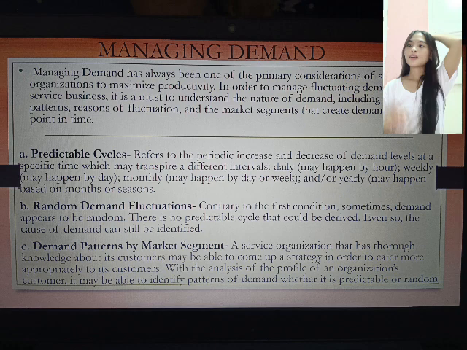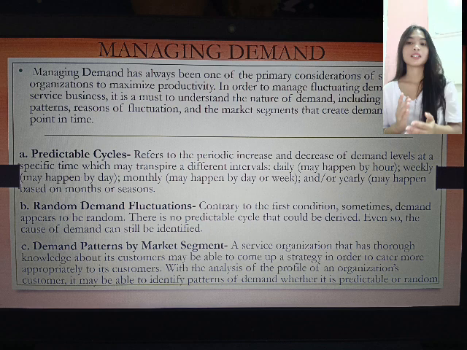So we have here predictable cycles. Predictable cycles refers to the periodic increase and decrease of demand levels at a specific time, which may transpire at different intervals: daily, or by hour; weekly, or by day; monthly, or by day or week; and yearly, which may happen based on months or reasons.